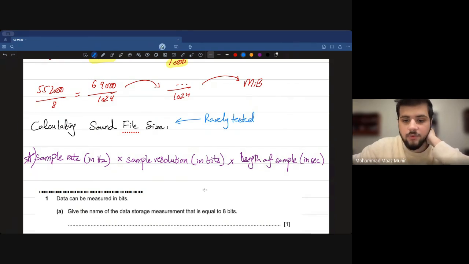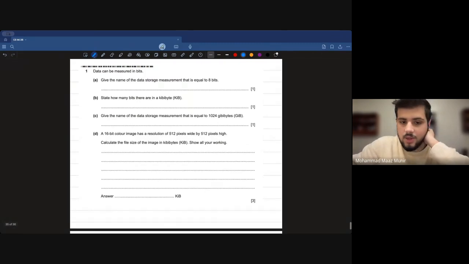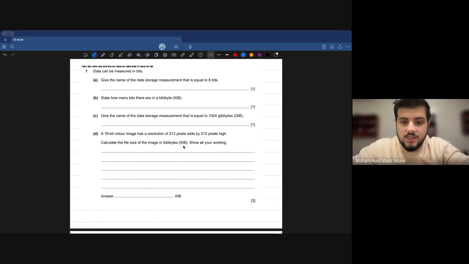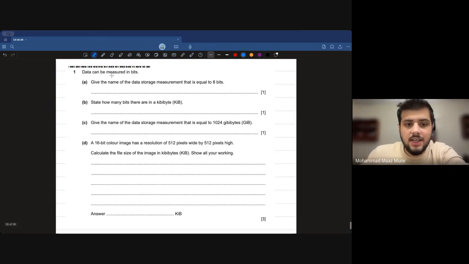So we will first be looking into this one question from the summer 2024 session. In the first part of this paper, it's asking us to talk a bit about file sizes. So how can your file be stored, bits, bytes, and all that stuff. The first part says that data can be measured in bits. Okay, I get that. Give the name of the data storage measurement that is equal to 8 bits.